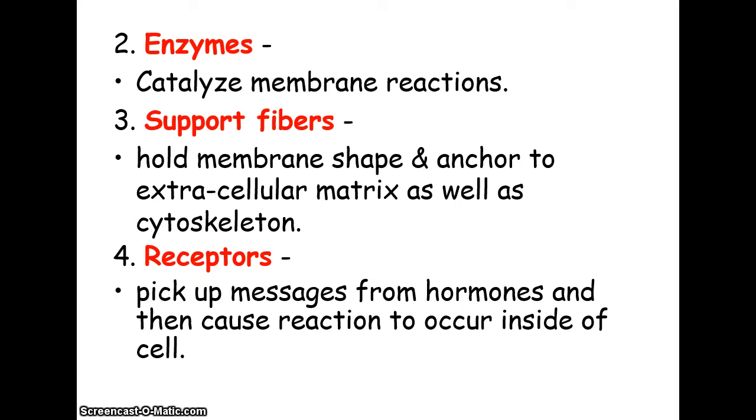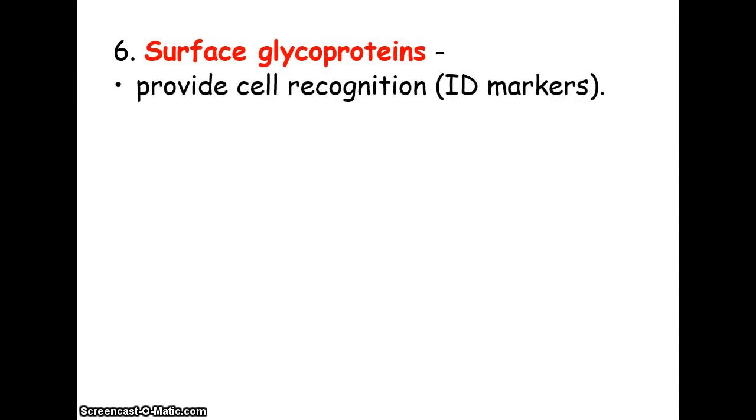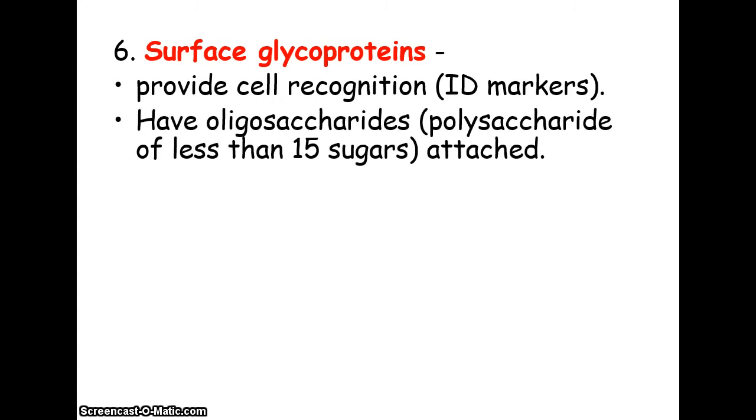A hormone will attach to the receptor and it won't actually enter the cell. The receptor will send a signal inside to then cause a particular reaction to happen. The fifth thing, the last one, is glycoproteins. So glyco has to do with sugars. We're going to learn a new type of sugar now. We've learned, remember, polysaccharide, monosaccharide, disaccharide. In this case, these are called oligosaccharides.